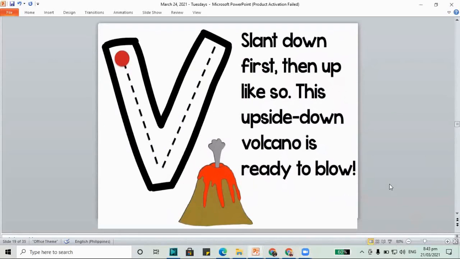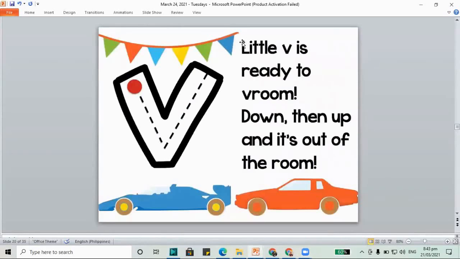We still have the next letter, the lowercase letter V. Little v is ready to vroom. Down, then up, it's out of the room. That's how you write your lowercase letter V.